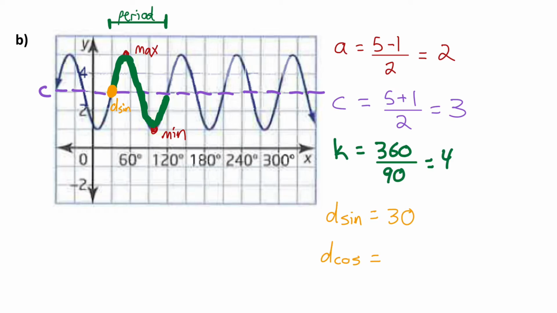And the d value for cosine would just be the x coordinate of a maximum point. But we don't know the x coordinate of that point. I can see that it's less than 60, but by how much?